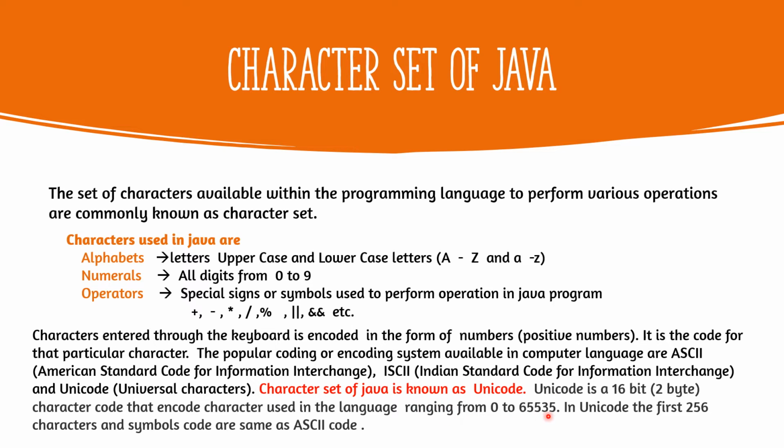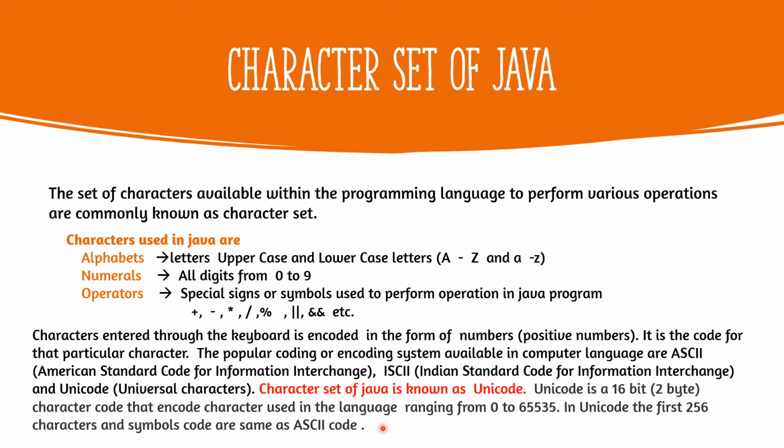So a large range is here. That is why we are using Unicode. Unicode has a large range. So the number will be encoded and it will be converted to binary. And in Unicode, the first 256 characters and symbols are the same as ASCII code. So ASCII has 256 characters, and Unicode also has the same codes.